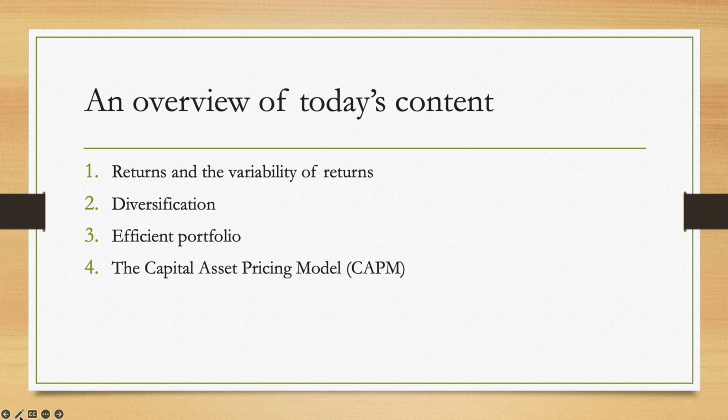Firstly, I will provide the definition of returns and the variability of returns of a portfolio. Secondly, I will describe the diversification effect in portfolio management. Thirdly, I will describe the efficient portfolio, which is the outcome of a complete diversification. And lastly, I will introduce the capital asset pricing model. Let's get started.